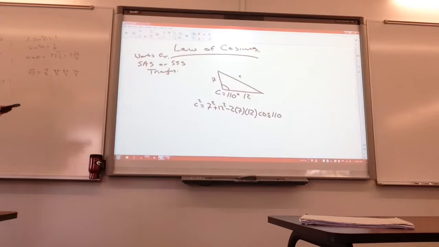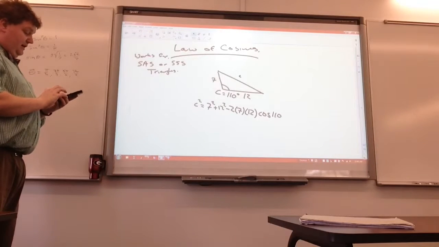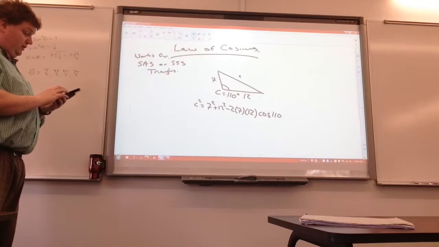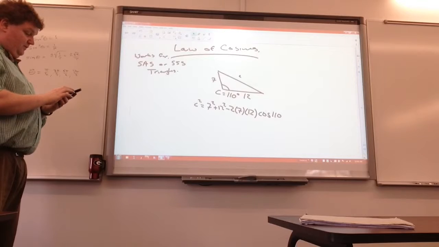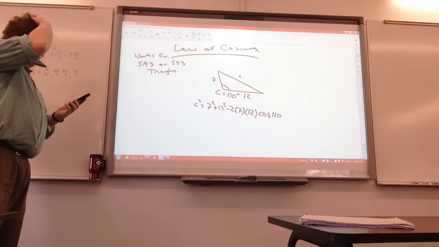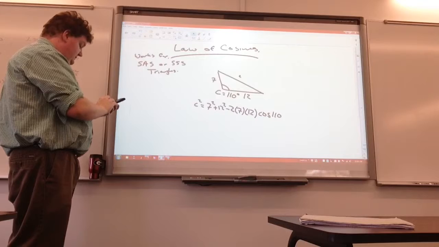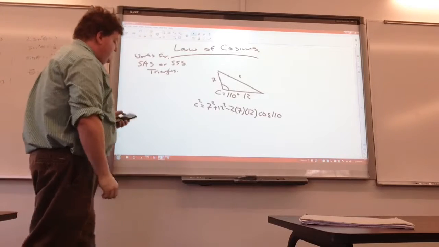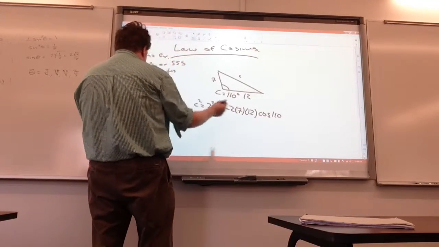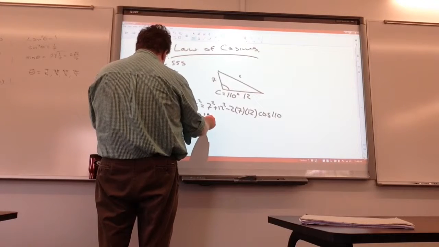So we could just enter 7 squared plus 12 squared minus 2 times 7 times 12 times the cosine of 110. It gives you an answer, and you just take the square root of that answer. And you get an answer here. So doing all this out, I got that C was equal to 15.826.